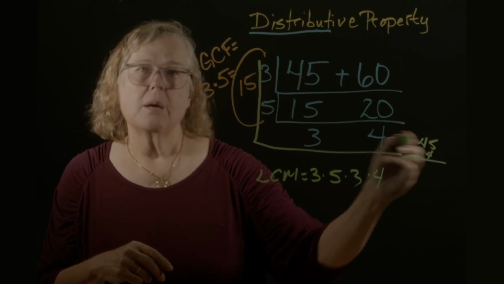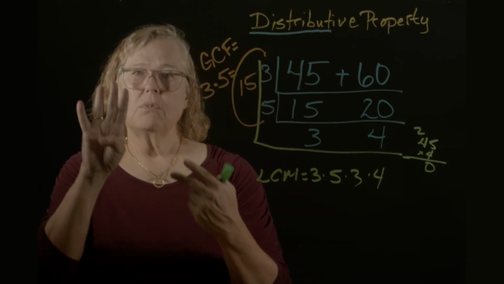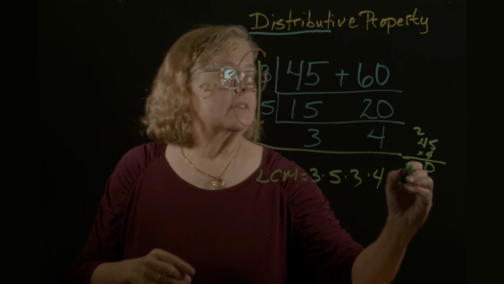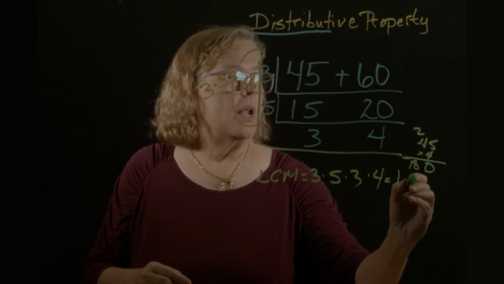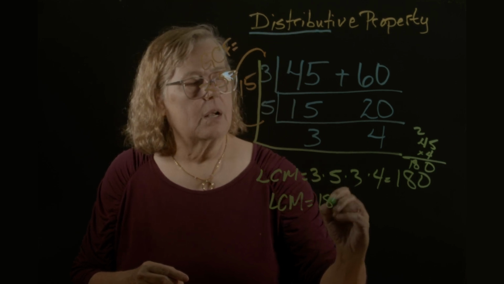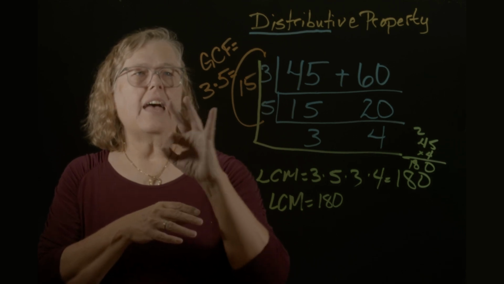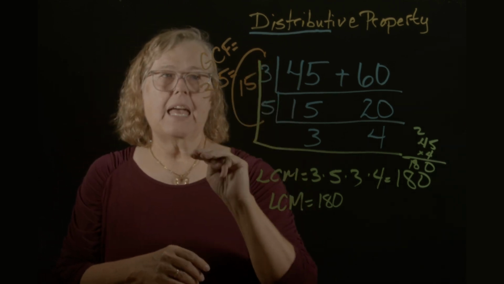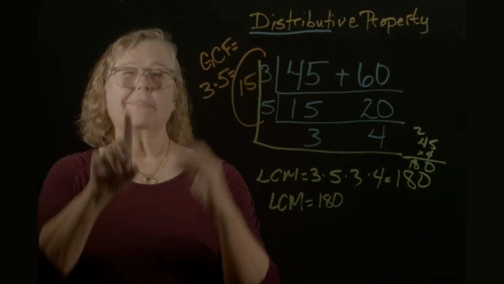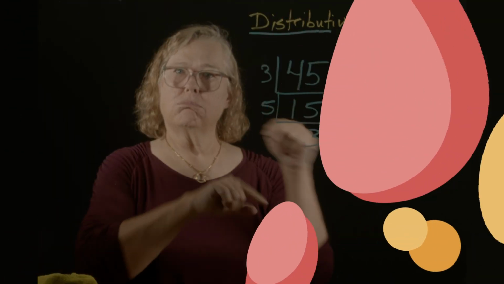45 times 4. 4 times 5 is 20. Carry the 2. 4 times 4 is 16, plus that. We get 180. The LCM is 180. All right, that was a good review. We found the GCF and the LCM. We just multiply. For the greatest common factor, we multiply the side, and for the least common multiple, the whole thing. All right, that was good practice, but now we're going to go back.